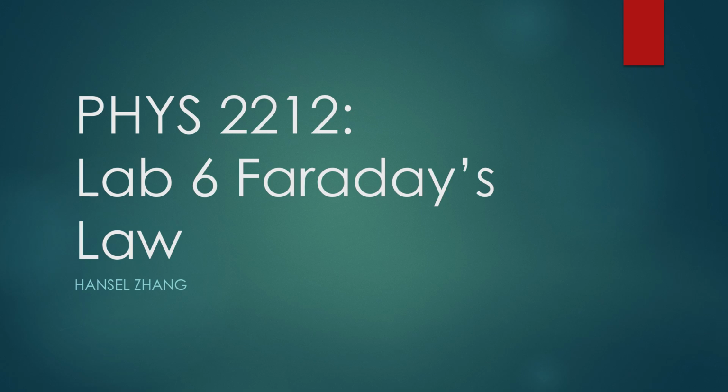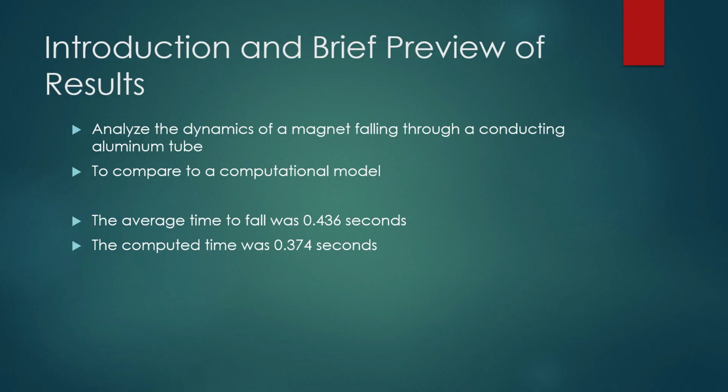Hello and welcome to Physics 2212 Lab 6, Faraday's Law. The goal of this lab was to analyze the dynamics of a magnet falling through a conducting aluminum tube. This was then compared to the dynamical results obtained from a computational model. And for a brief preview of the results, the average time to fall was 0.436 seconds.